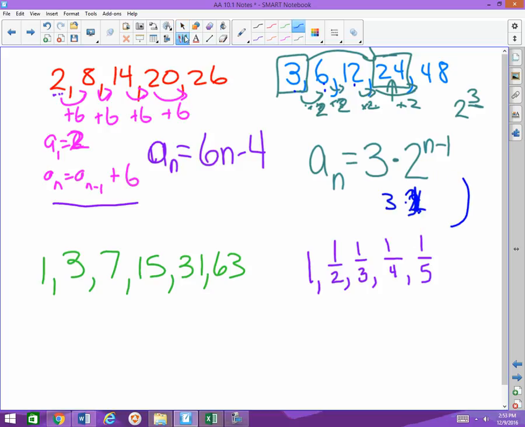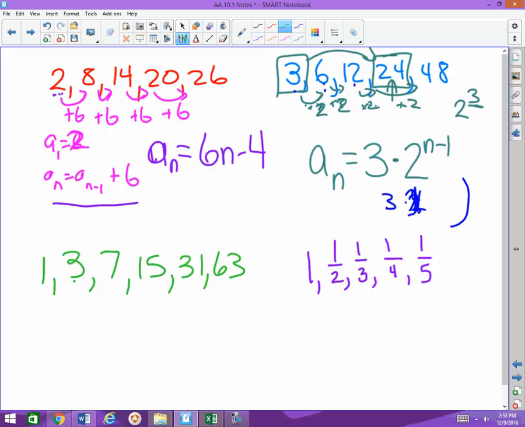Looking at our next one, you have 1, 3, 7, 15, 31, and 63. Well, you're going to add 2, but then here we're adding 4, and here we're adding 8, and there we're adding 16. So it's going up each time.